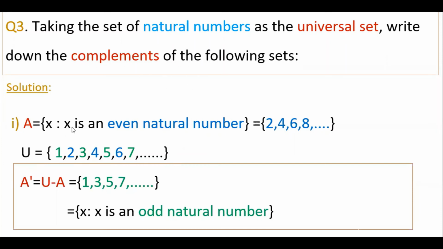So the first one is X such that X is an even natural number. We know that even natural numbers are even numbers, those divisible by 2. So those are 2, 4, 6, 8, etc. And you have to exclude these even natural numbers from the universal set, then you will get the complement of this set. Therefore, the complement of set A is equal to the difference of the universal set and A. If you exclude these numbers from this set, then the remaining are 1, 3, 5, 7, etc. These are odd natural numbers. That is equal to x such that x is an odd natural number. So the complement of even natural numbers is the odd natural numbers.